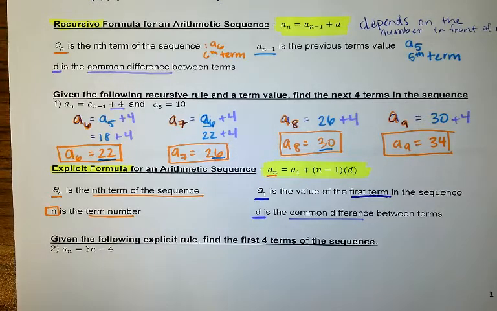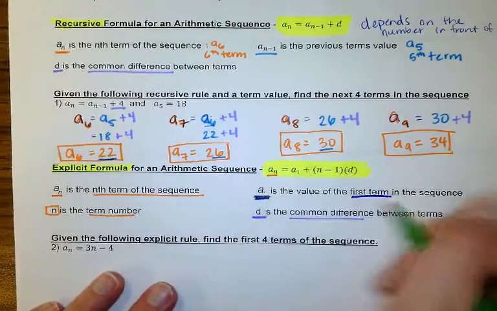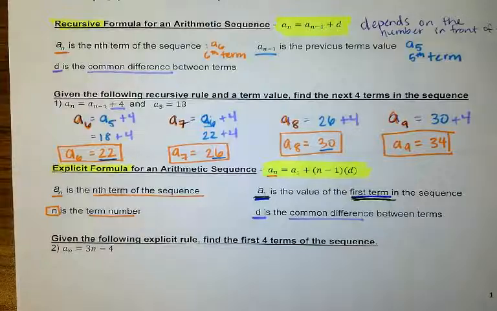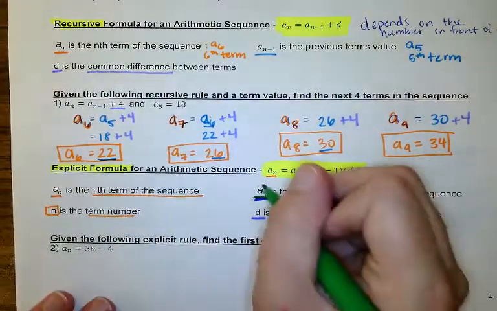So I'm going to change my color for a sub 1. Instead of blue, I'm going to make it green because I think the blue and the purple are too close to each other. Okay? So a sub 1 is going to be green now. Sorry. So that's our first term.